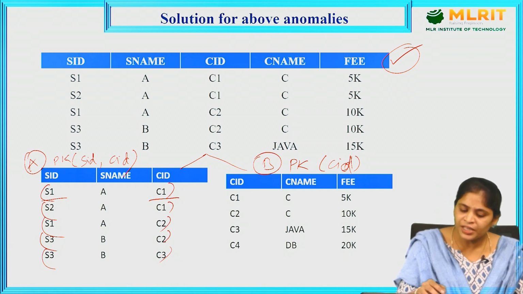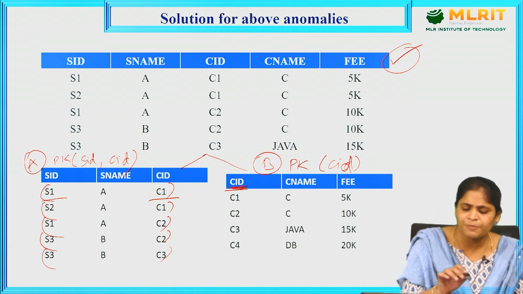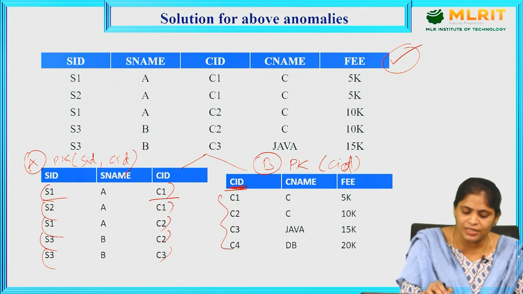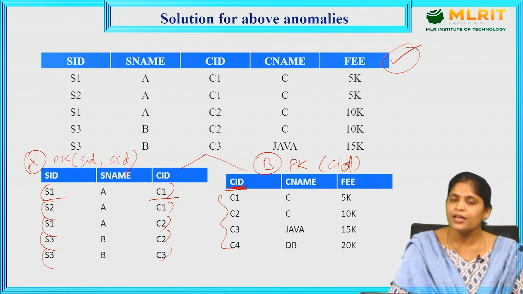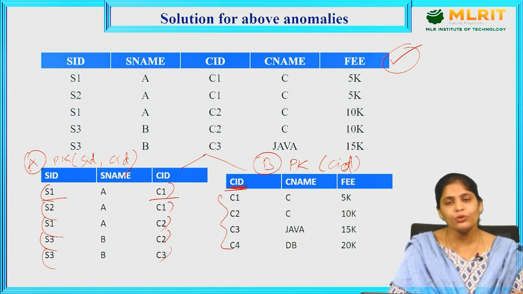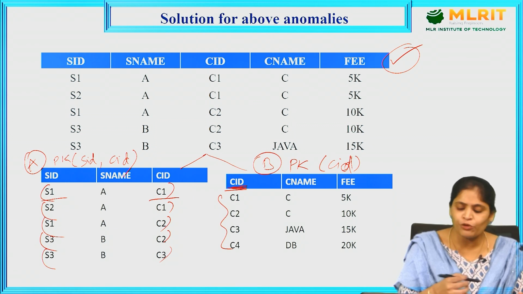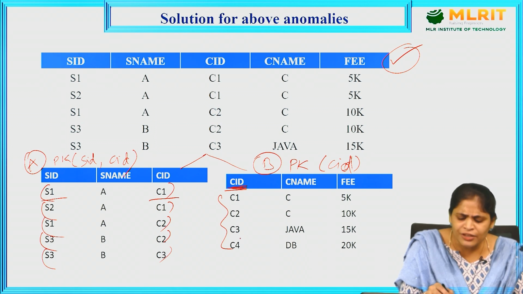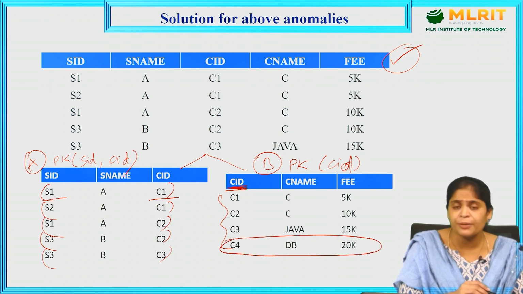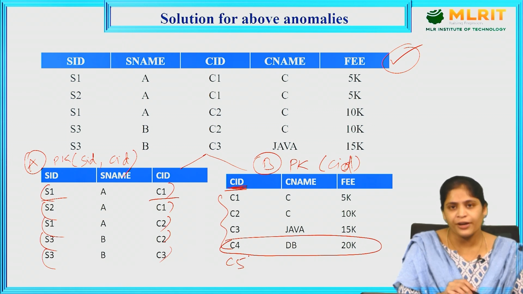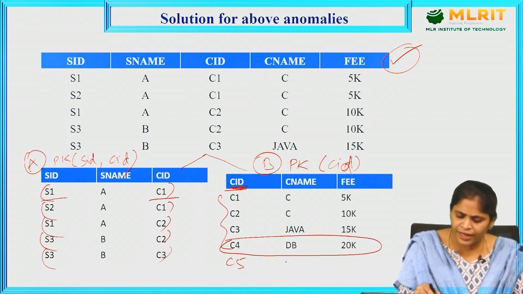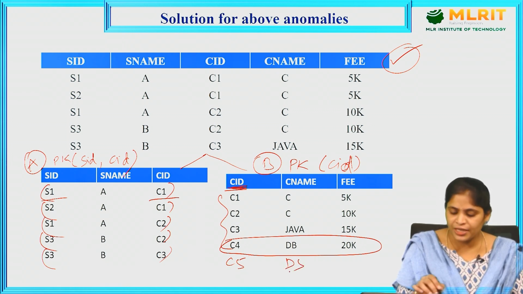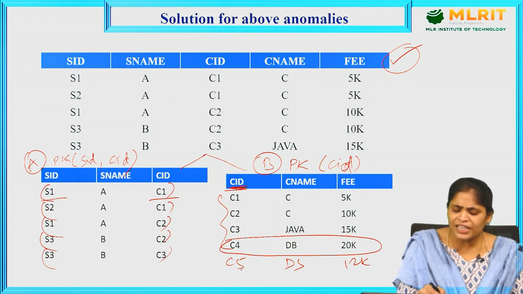And next, in this one we can take CID as the primary key, single. Why? Because it contains no duplication of course IDs. So, we can take CID. So, if I want to insert some C4 course, I can insert the C4 course here in this course table. Or if I want to insert a C5 course, for example C5 and data structures, DS course 12K, I can insert it simply.